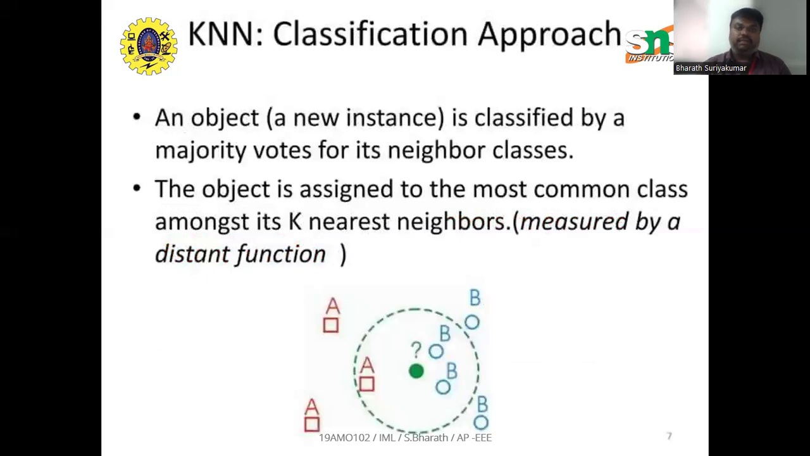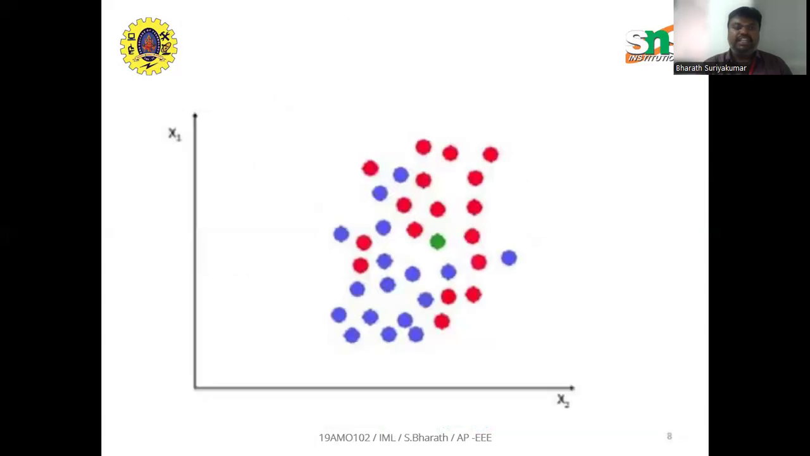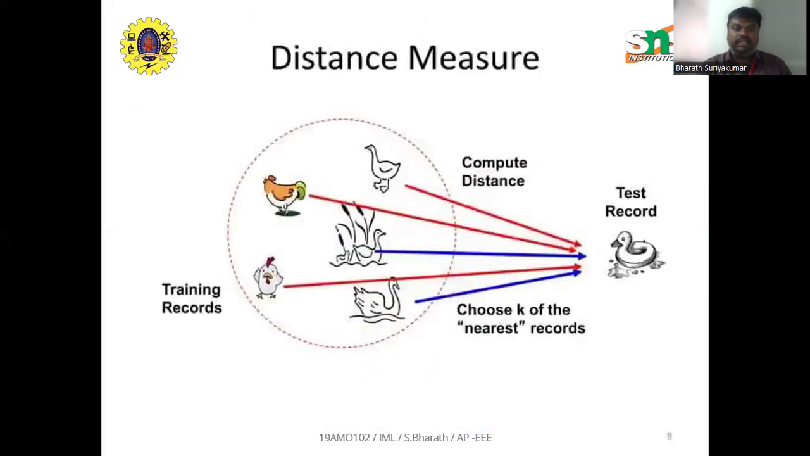KNN classification approach: a new instance is classified by a majority vote of its neighbor classes. The object is assigned to the most common class amongst its k nearest neighbors, measured by a distance function. You can see a graph with red and blue values and a center point in green. These are the various data. Distance measure: compute the distance between the training records and the test record, then choose the k nearest records.